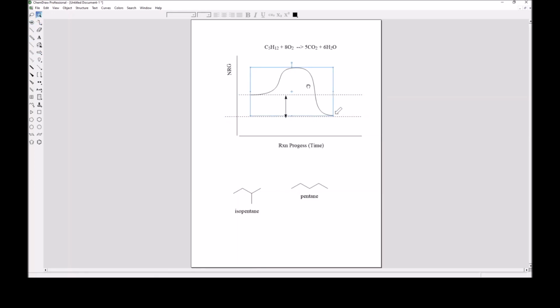So if we have a similar chemical energy diagram, only this one, can I do this? Nope.